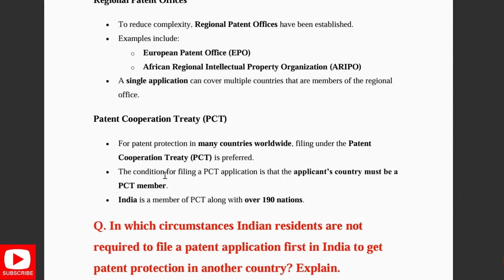Next is regional patent offices. To reduce the complexity, regional patent offices have been established. They include the European Patent Office and the African Regional Intellectual Property Organization. A single application can cover multiple countries that are members of this regional office. Next is the Patent Cooperation Treaty, PCT. In many countries worldwide, filing under this PCT is preferred, because the condition of this application is that the applicant's country must be a PCT member. India is also a PCT member along with over 190 nations.